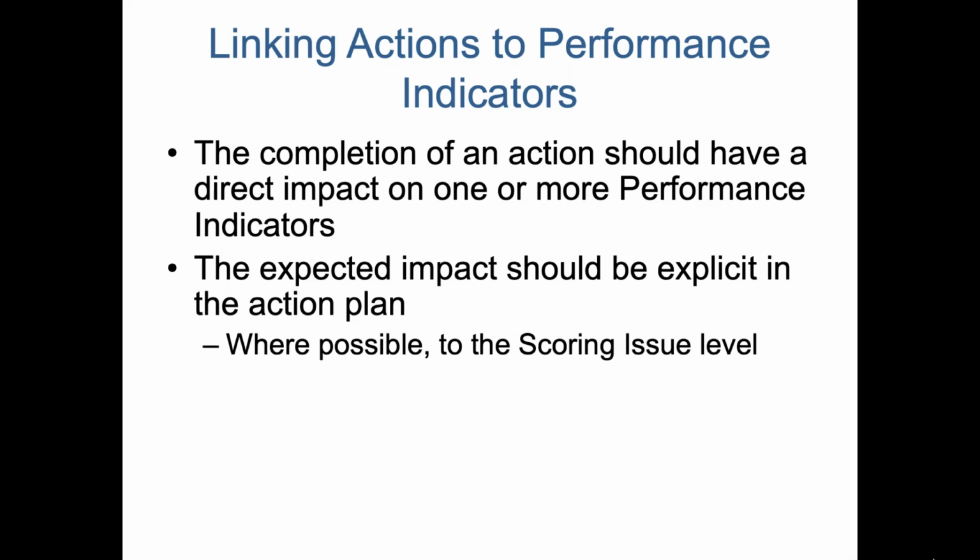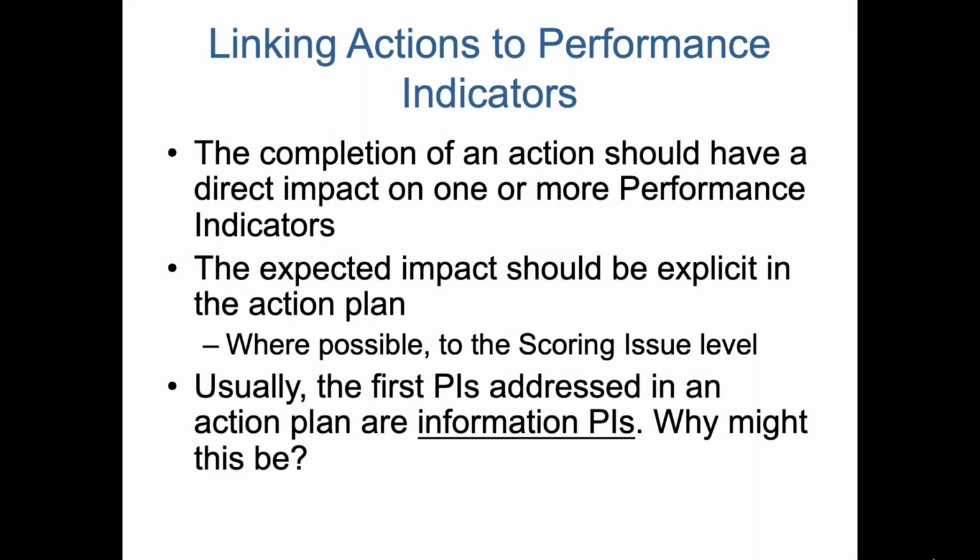And here we put a little guide: where possible, it should be explicit to the scoring issue level. Everyone should know that the MSC standard upon which these FIPs are based has a number of performance indicators, but within a lot of those performance indicators are several different scoring issues, which are specific to different elements of that area of performance. It's very helpful if the actions can be pinned to the specific scoring issue, because that part of the standard is much more specific, and it makes it easier to design an action plan around it.